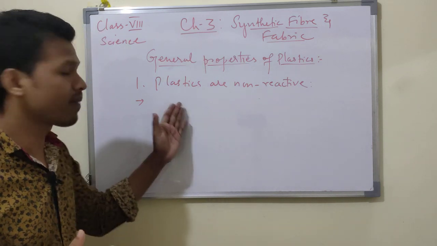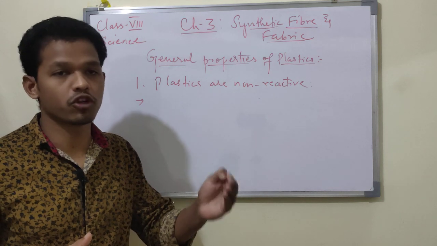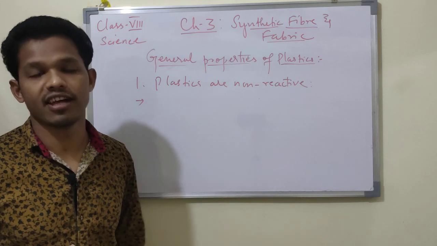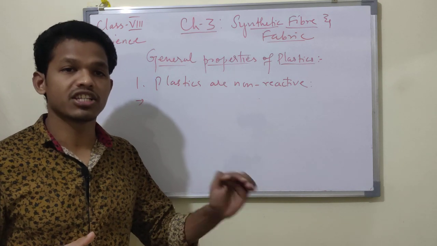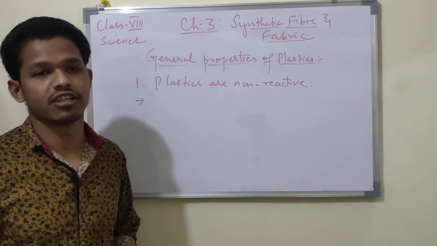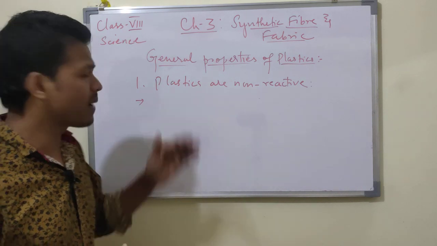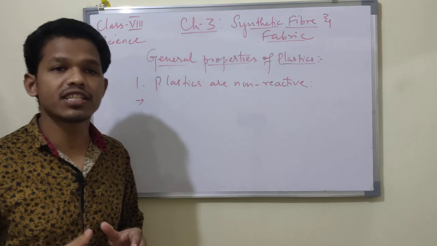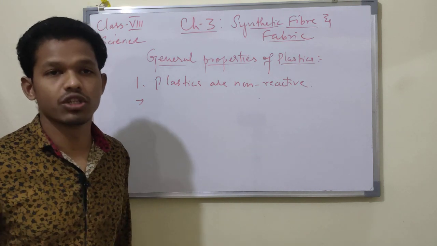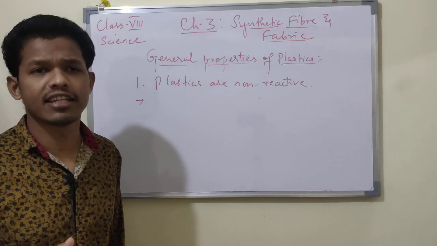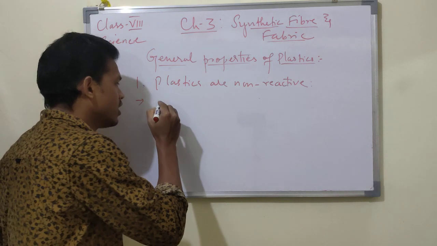But here, plastics are non-reactive. Non-reactive means that if you expose plastics to air and moisture, it will not affect them. Therefore, plastics are used as an ideal substitute for metal containers. They are also useful for keeping some chemicals under normal conditions. They are used to store chemicals because they are not reactive.